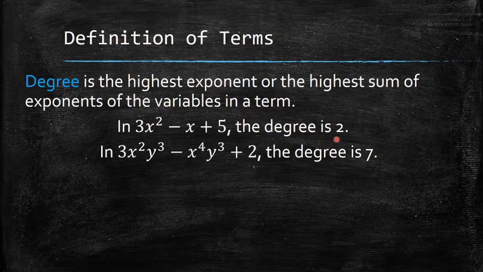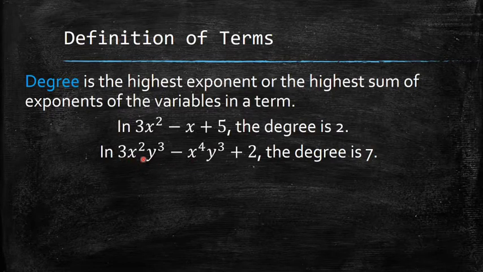Now let's have another example. In 3x squared y cubed minus x to the fourth y cubed plus 2, the degree is 7. So why is it 7? Because if the term has more than one variable, just like this one, we have x and y. We also have x and y here. So we will get the highest sum of the exponents.